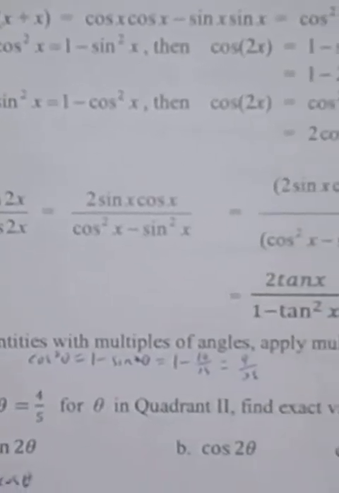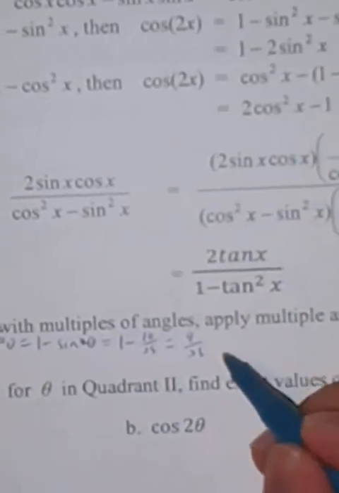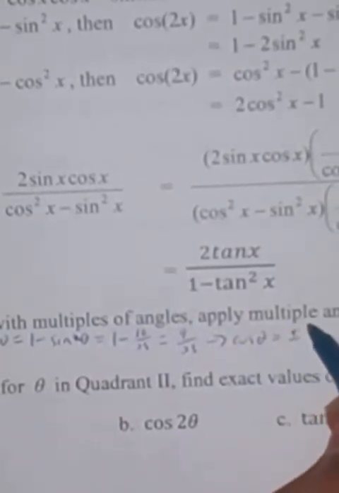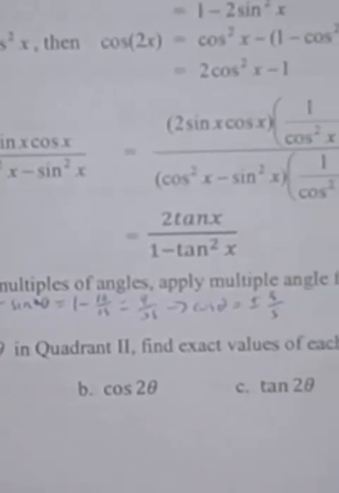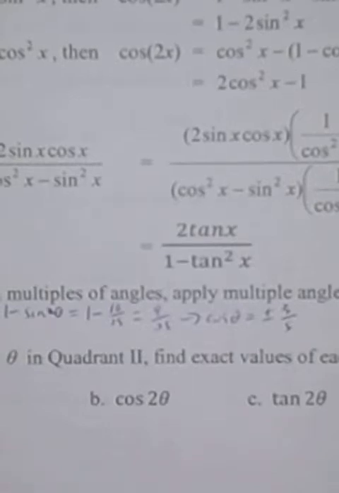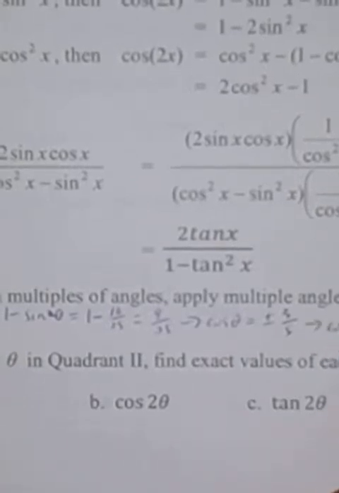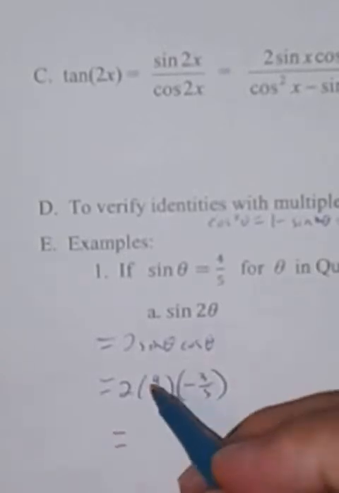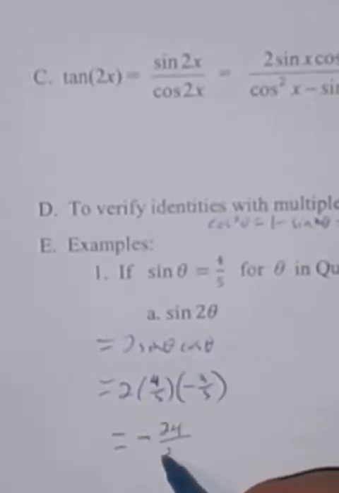That's cosine squared theta. So cosine of theta is plus or minus the square root, 3/5. Now, how do I know which one? Well, theta's in quadrant 2, where the cosine is negative, so cosine theta is negative 3/5. And we have 2 times 4/5 times negative 3/5, which would be negative 24/25.